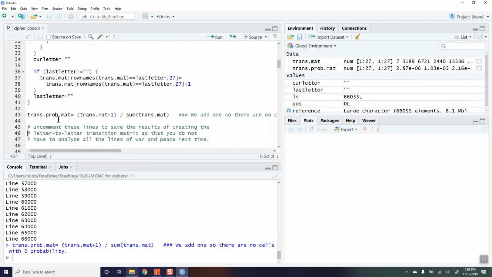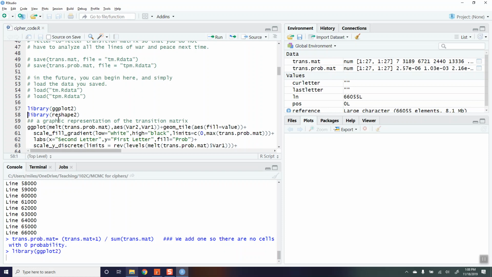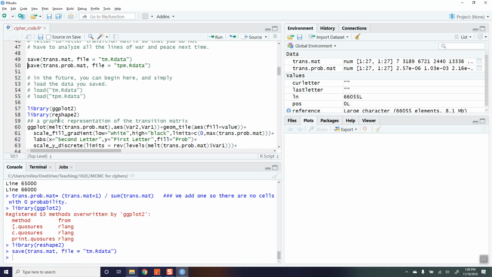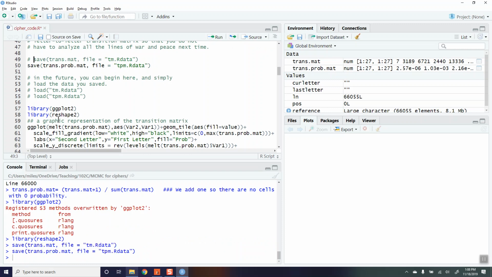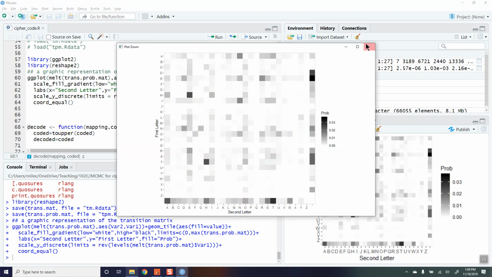All right, so I go ahead and do this. Maybe I'll run these things. Just save the files so that later on I can load them without having to reread all 66,000 lines of code. And I'm going to go ahead and produce our transition probability matrix.